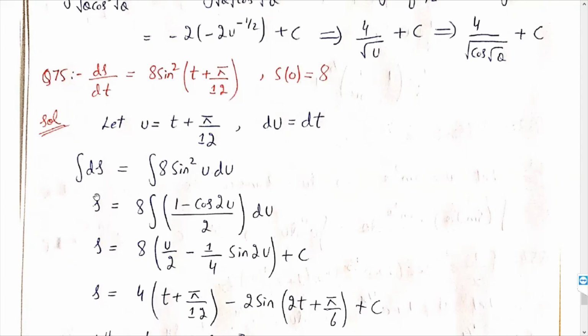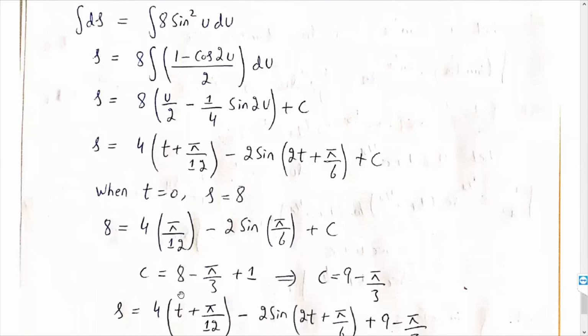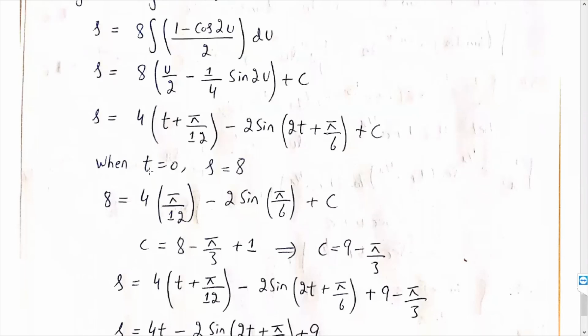On the left side, I am getting s. So s equals 8 into integral of 1 by 2. The integral of 1 by 2 is u by 2. So u by 2 is here, cos 2u by 2, its integral is sine 2u by 4 plus c. Doing back substitution here, I'm getting s equals 4 (t plus pi by 12) minus 2 sine (2t plus pi by 6) plus c.